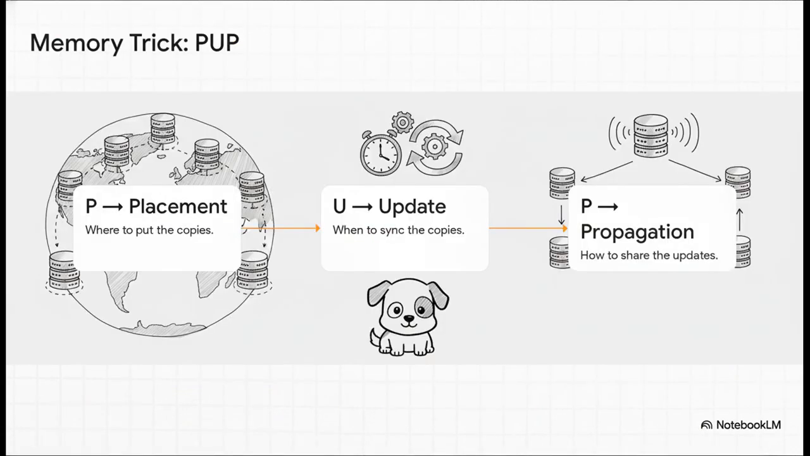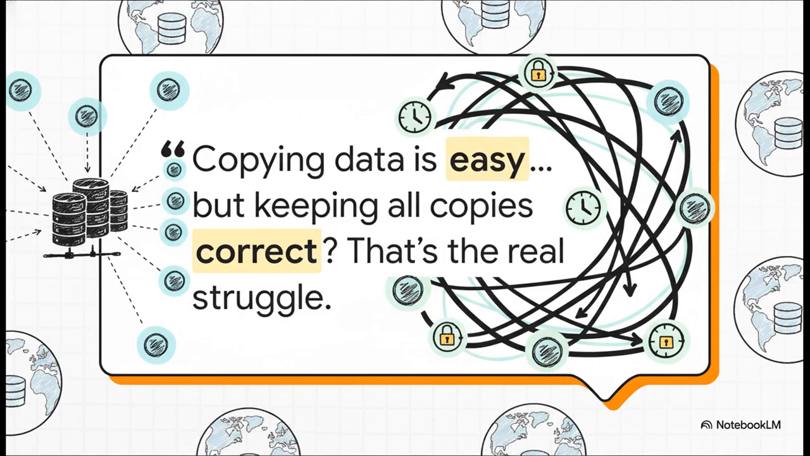And hey, if you need a super simple way to remember the 3 key parts, just think of a puppy. P-U-P. P for placement, where the copies live, U for update, how they stay fresh, and P for propagation, how the news of an update spreads. P-U-P. Easy, right? So when you boil it all down, what's the big takeaway? In distributed systems, making a copy of something, that's a piece of cake. But making sure that every single one of those copies is telling the exact same story at the exact same time, that is the real challenge.